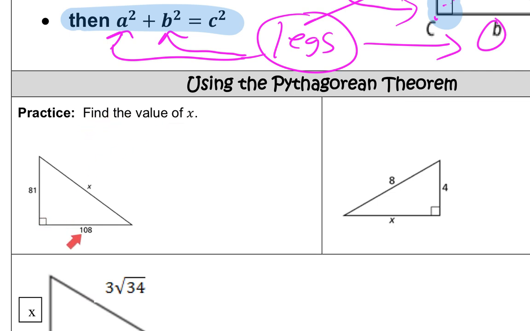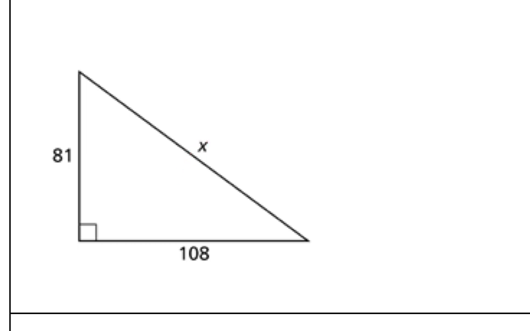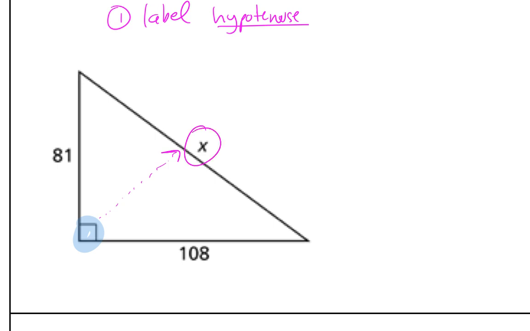It says find the value of x. We see this right triangle over here, and we want to find the value of x. Thinking about what we just talked about, see if you can set this up. The first thing we're going to do is label the hypotenuse. If this is the right angle, the hypotenuse is right across from it, like shooting an arrow over there. So this is going to be our hypotenuse. I'm going to label that with a lowercase h.